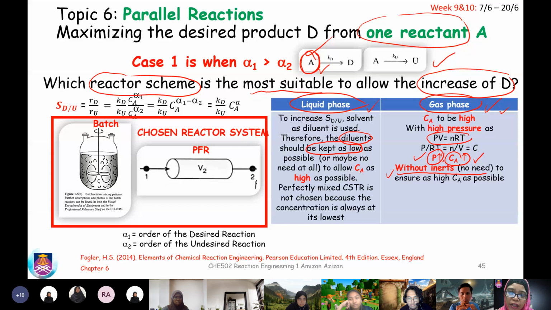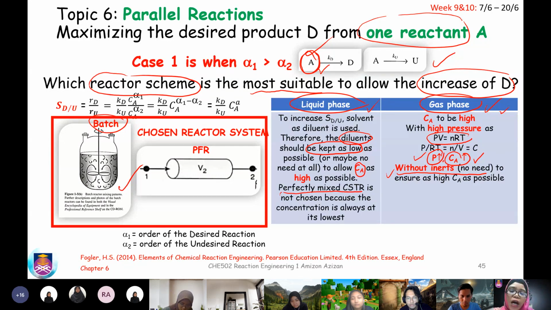Then the other decision that we have to make for liquid phase: normally we can use batch or CSTR. So we have to make a choice with either batch or CSTR. Since CA must be set to be as high as possible, we avoid using a perfectly mixed CSTR because fundamentally, in a perfectly mixed CSTR, the concentration is always at its lowest. So in that case, we choose batch for liquid phase.